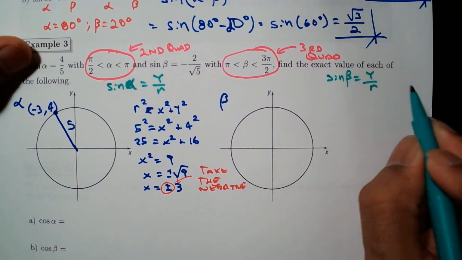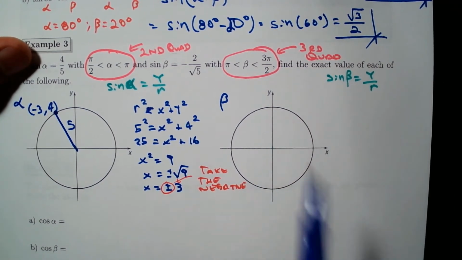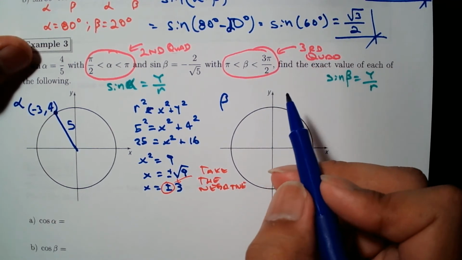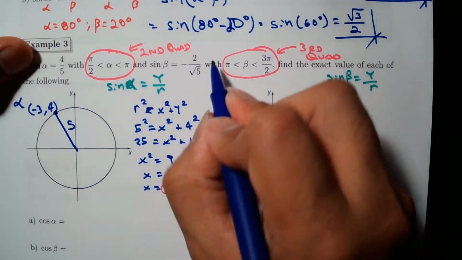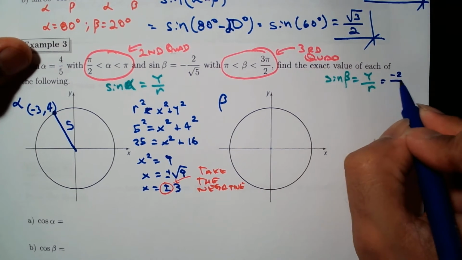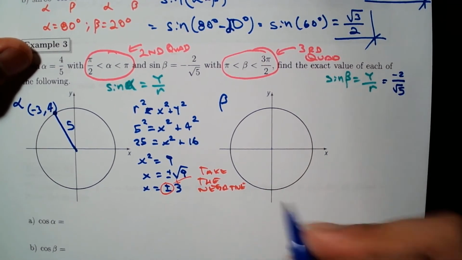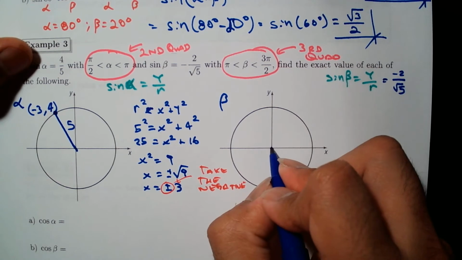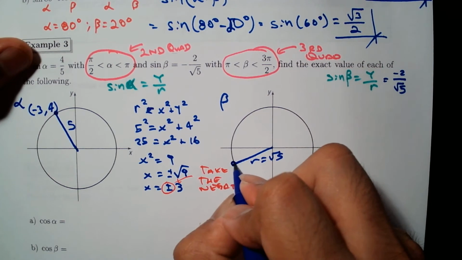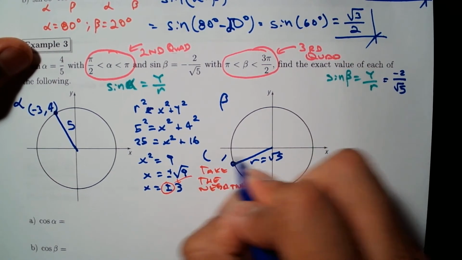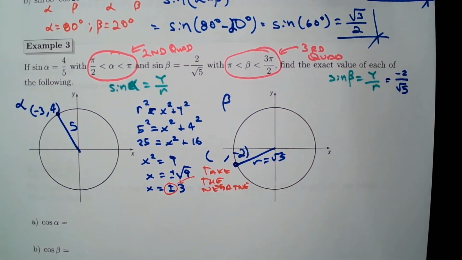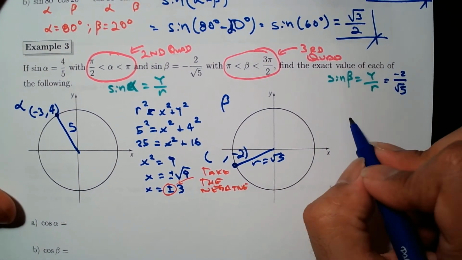Sine beta. In this case, keep in mind that this is going to lie in the third quadrant. So I'm going to go to a place where y is negative 2 and r is always positive, root of 5. Okay, so I'm going to look for a point where r equals root of 5, and the point is something comma negative 2. Of course, this is going to be a negative number as well. All right, so we're going to figure out that value.